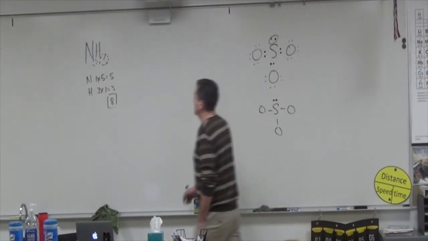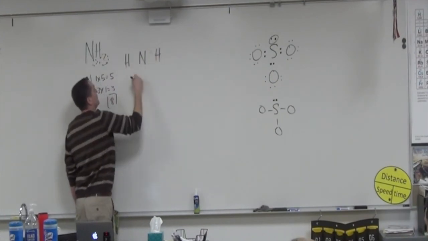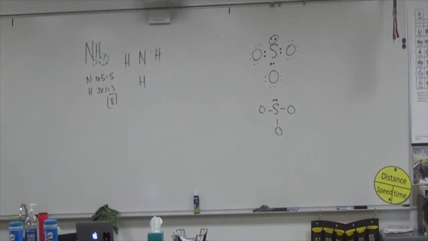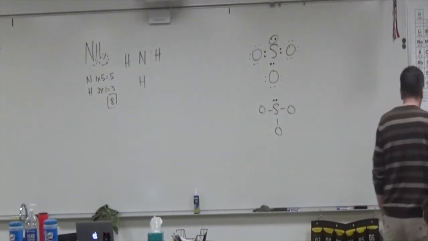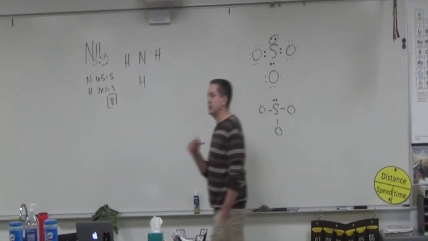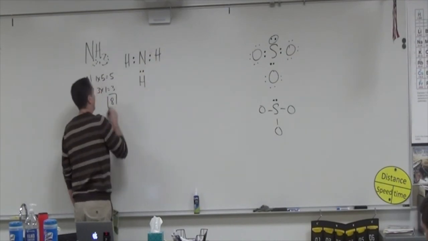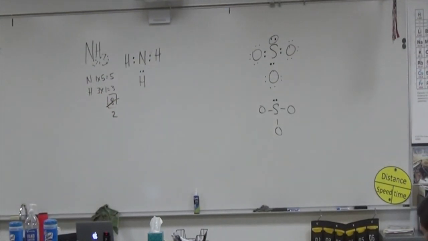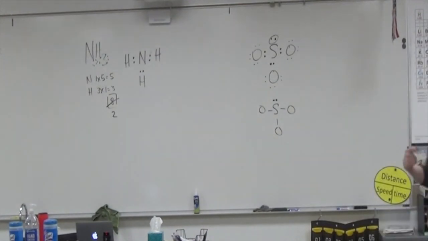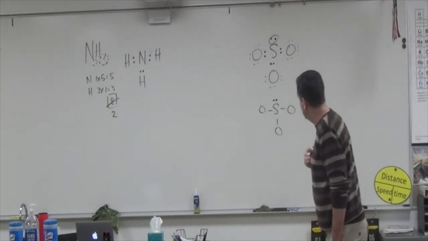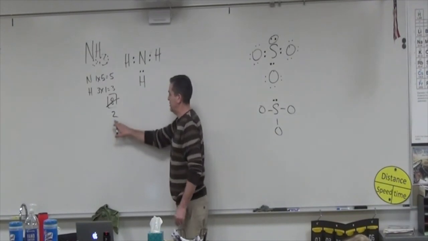So I lay it out in a logical format. I'm going to put N in the middle because it has the least number of atoms. I'm going to put 3 H's around it because it's NH3. My first rule is I put 2 valence electrons between each bond. And I use 6, so I have 2 left. My next rule is I take my valence electrons and I go to the outside and I make sure they all have 8 if they need it. I would need 6... 18. Well, I only have two.